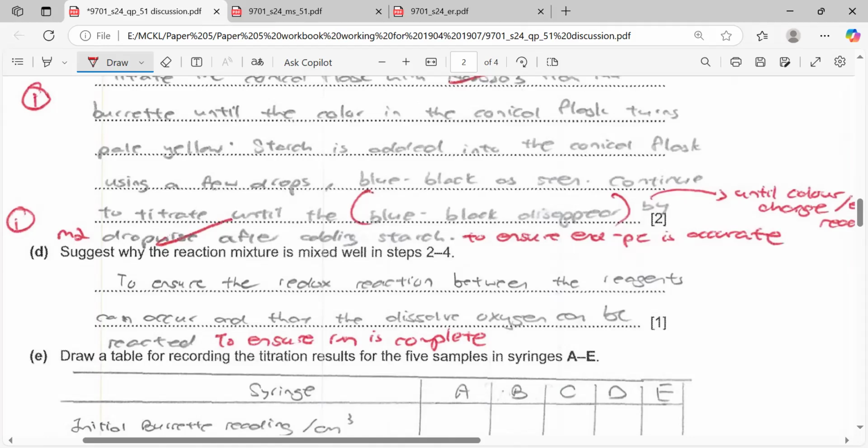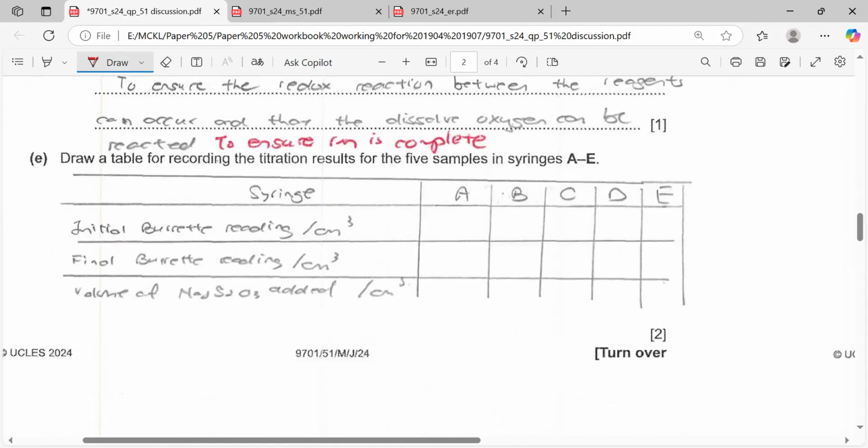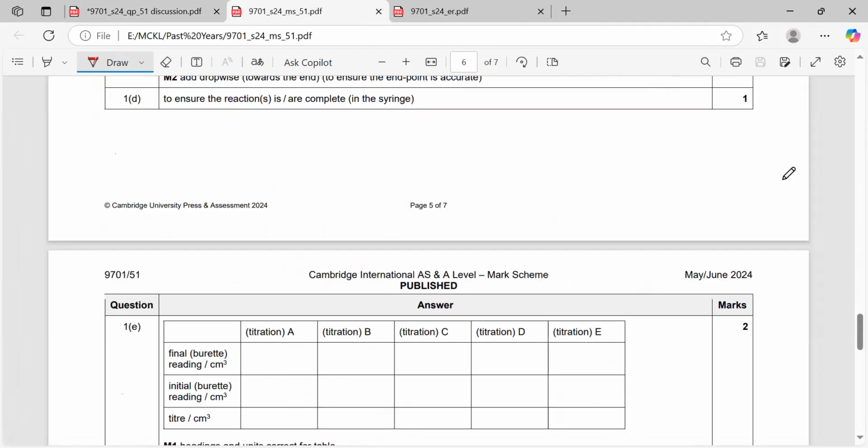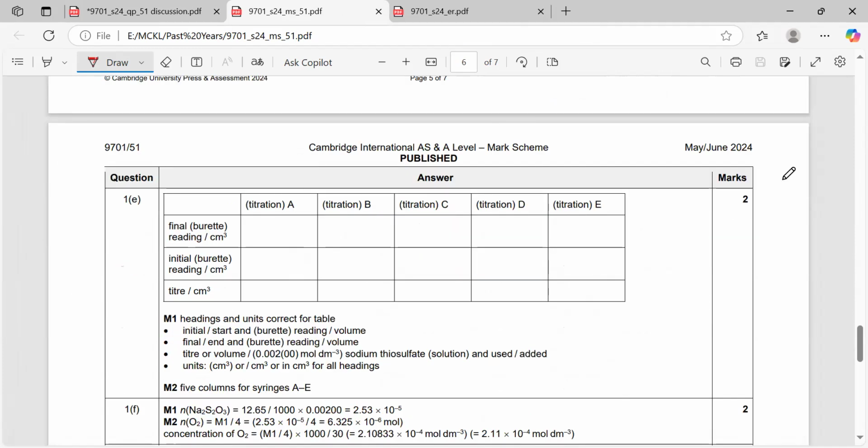Okay. Now E. Draw a table for recording the titration results for the 5 samples in syringe A to E. So I think it's quite straightforward. The initial burette reading, unit, final burette reading, unit, volume of sodium thiosulfate added, unit, and for A, B, C, D, E. So if we look over here, yeah, this one. All right, A, B, C, D, E.